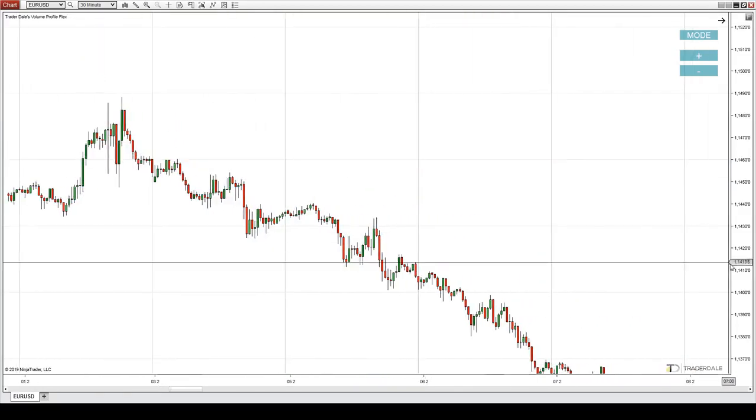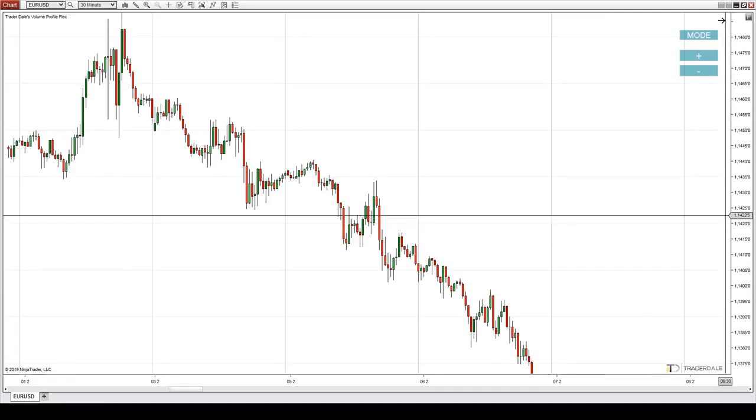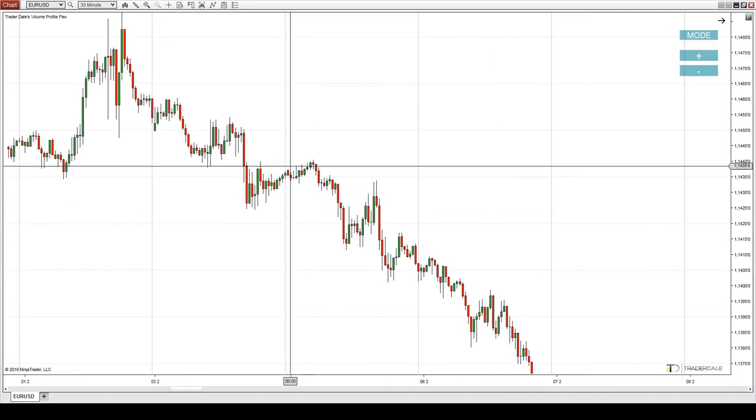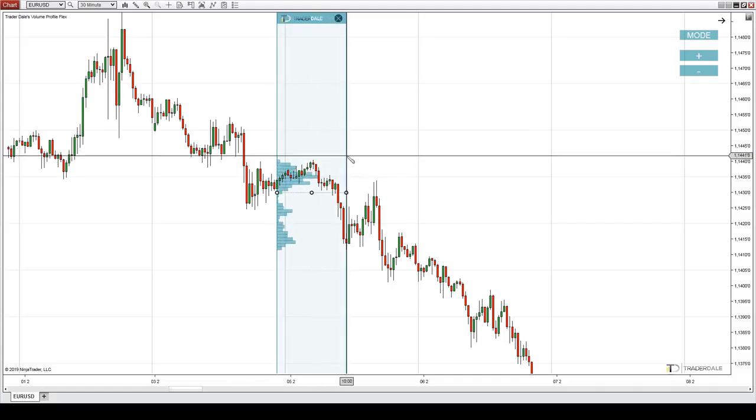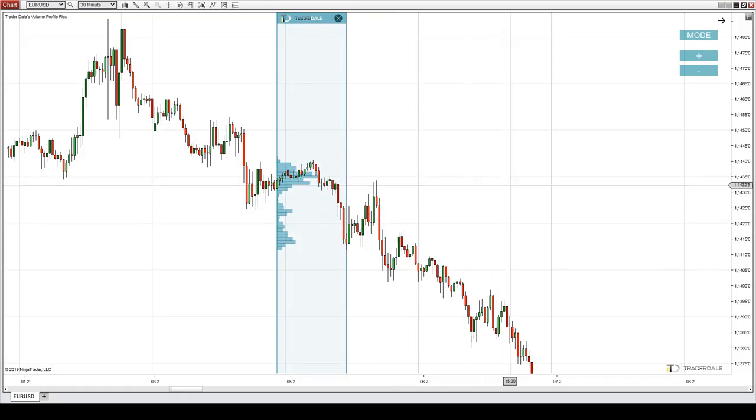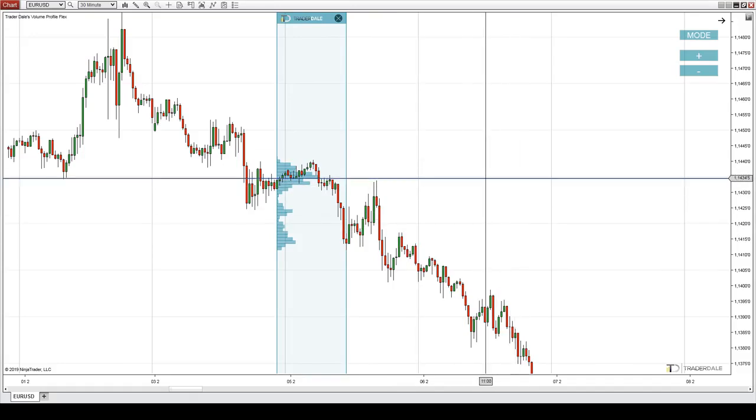So let's move on. Another rotation is in here. So let's use the profile to check where the volumes were the heaviest. In this case, it seems that the price didn't actually reach the level. There was a pullback, nice reaction, but the price didn't reach the level. So in this case, I would discard such a level.